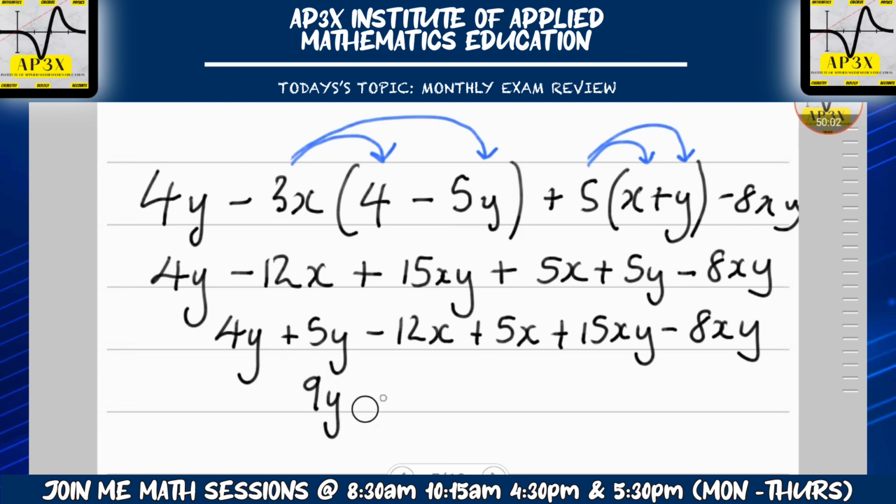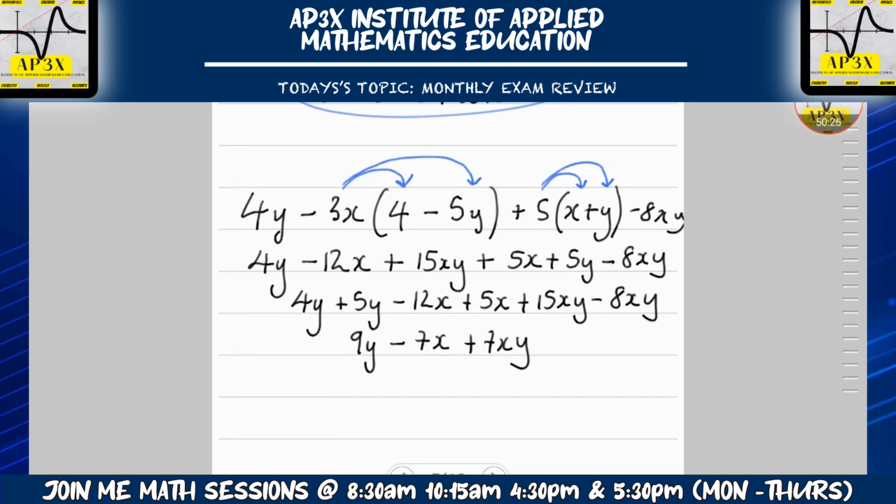And before we quickly bring down our sign, let's check to see what happens here. We owe 12 and we have 5. If we pay the 5 that we have, we end up owing 7x. And then, of course, 15xy minus 8xy is in fact 7xy. And that there is our final answer.